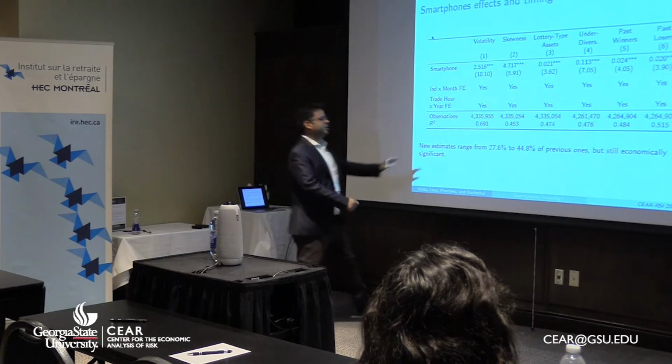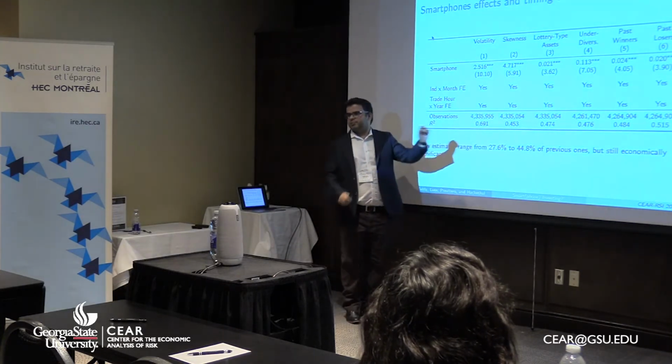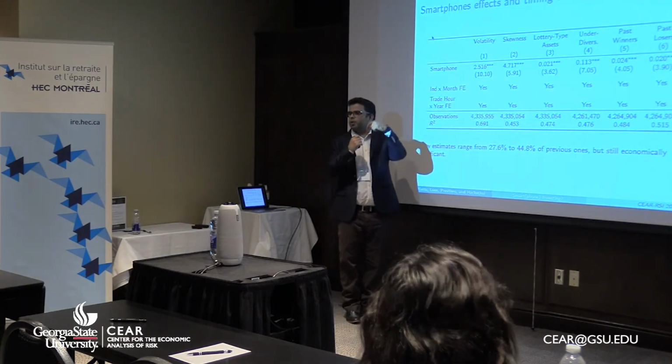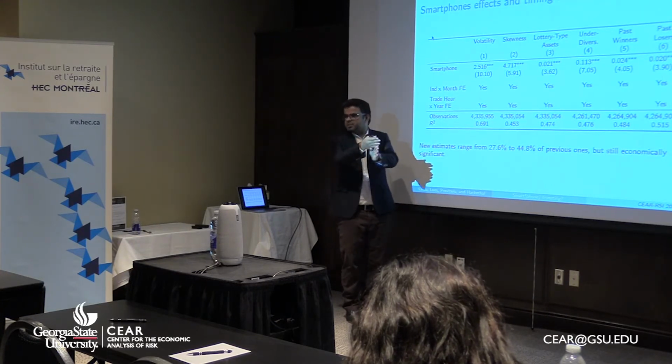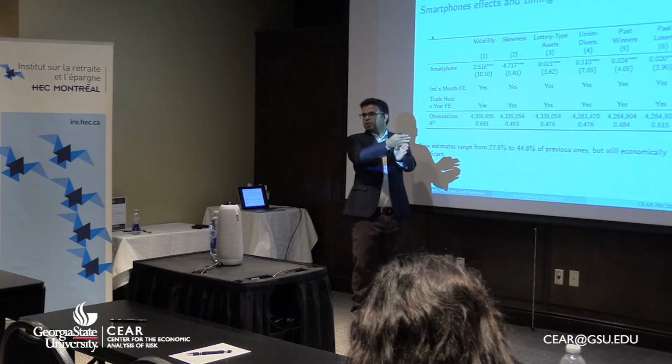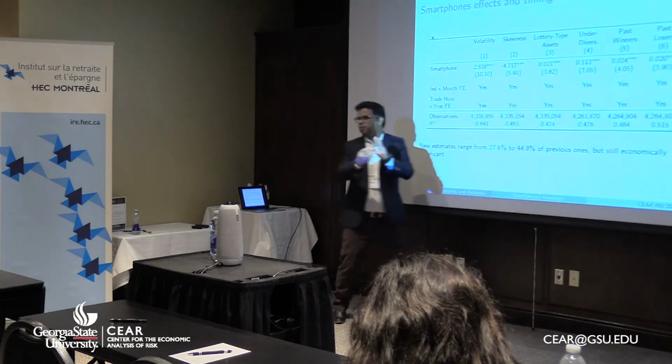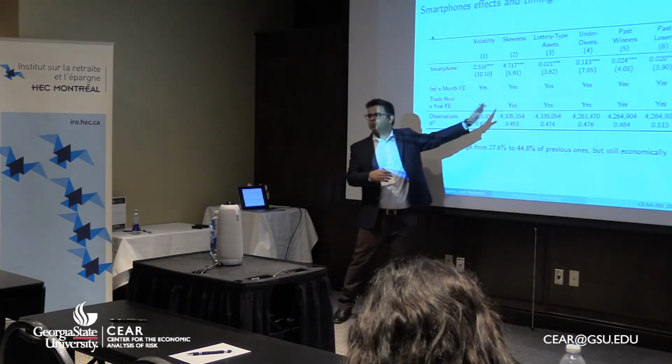So we are looking at the exact same sample, and we are just calculating volatility for that asset for the 12 months before the asset was purchased, skewness for the 12 months before, and then this lottery type asset is based on the price in the previous month and the skewness.